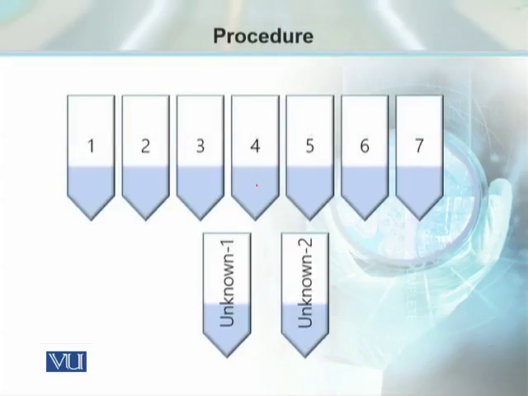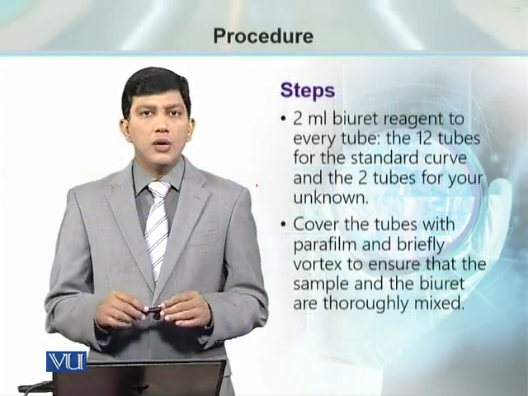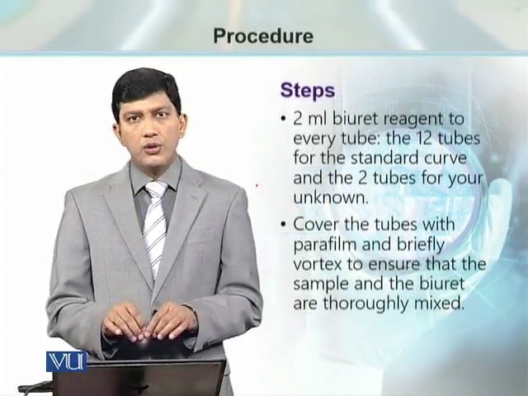अब इसको हम कैसे proceed करते हैं? Let's see here. These 7 tubes contain the standard BSA with known volume, whereas 2 other tubes have the sample with unknown concentration, and these are the samples whose concentration we have to determine. Once we prepare these dilutions, we are going to add 2 milliliter of biuret reagent.